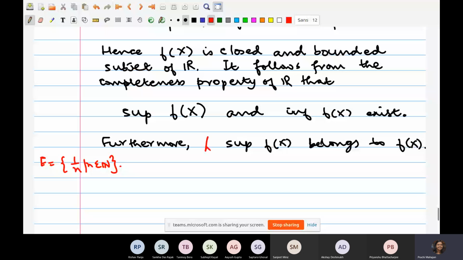So since f of x is closed, it would contain all of its limit points, and the supremum of f of x is actually a limit point. There is a sequence of points from f of x converging to the supremum of f of x. It follows that the supremum of f of x in fact belongs to f of x, and similarly the same statement is true for the infimum also.